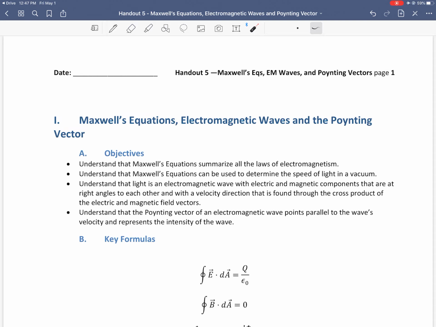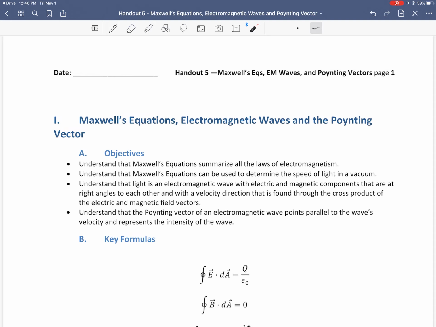And before we move on to modern physics topics, this is the last lecture or handout covering classical electromagnetism, and it is a culmination of many things we've seen before. The title you can see is Maxwell's equations, electromagnetic waves, and the Poynting vector, whatever that is, right? We'll talk about that. We have a few objectives.